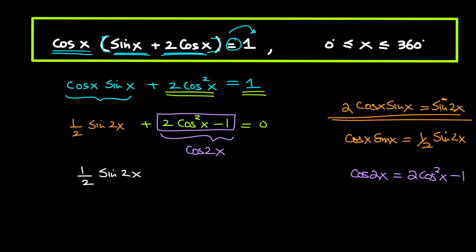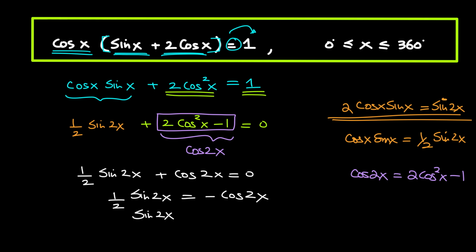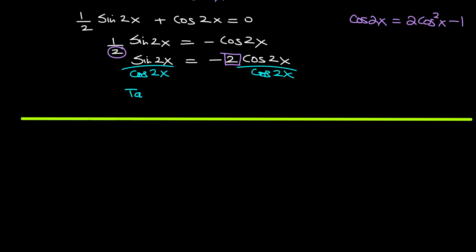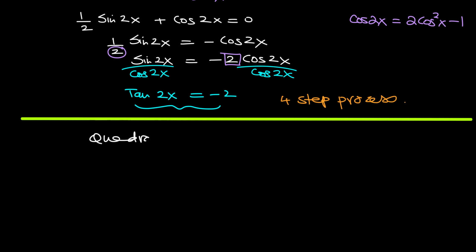Half sine 2x plus cosine 2x equals 0. Half sine 2x is equal to negative cosine 2x. Sine 2x is equal to negative 2 cosine 2x. This is after cross multiplication. Divide both sides by cosine 2x. What do we get? Tangent 2x equals negative 2, and now we will start the 4-step process. So the first step is about quadrants.